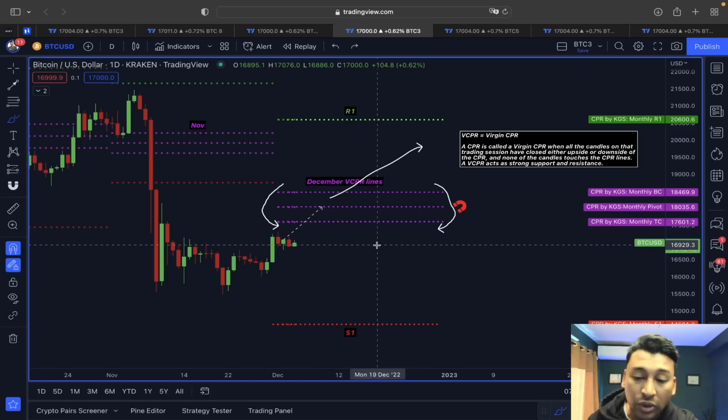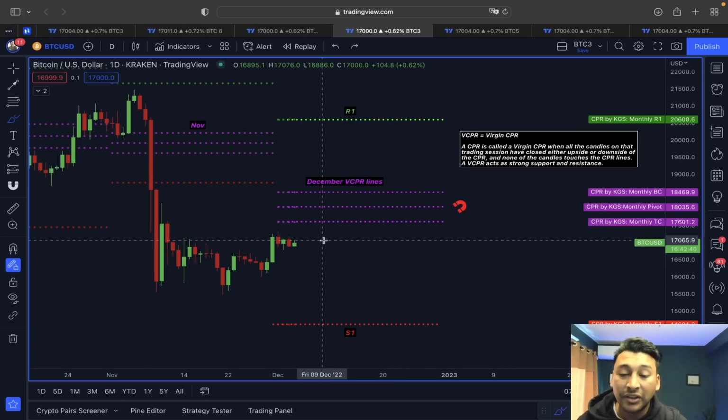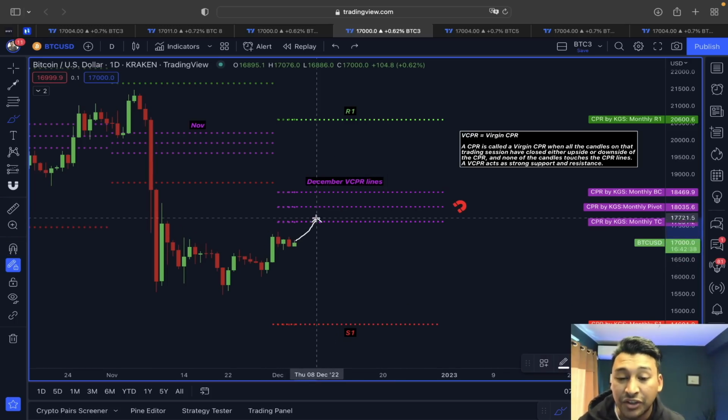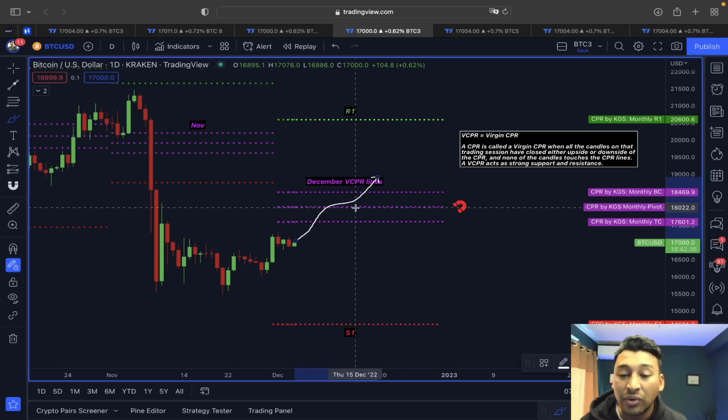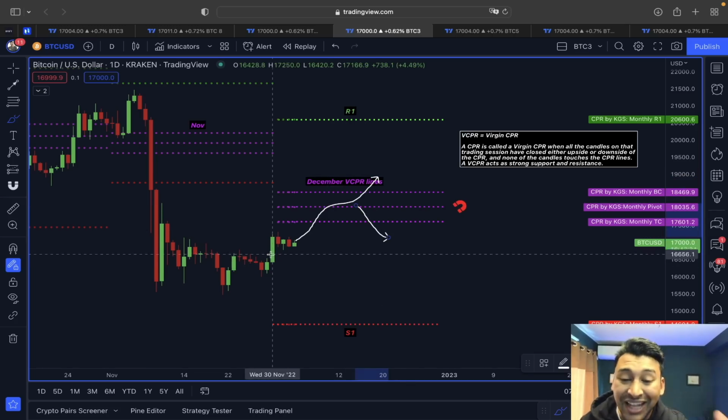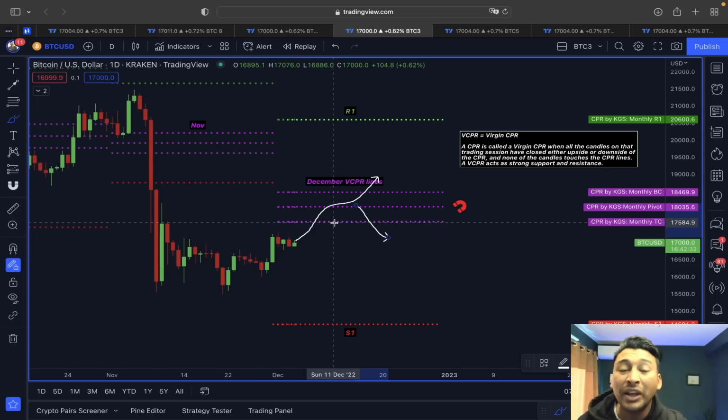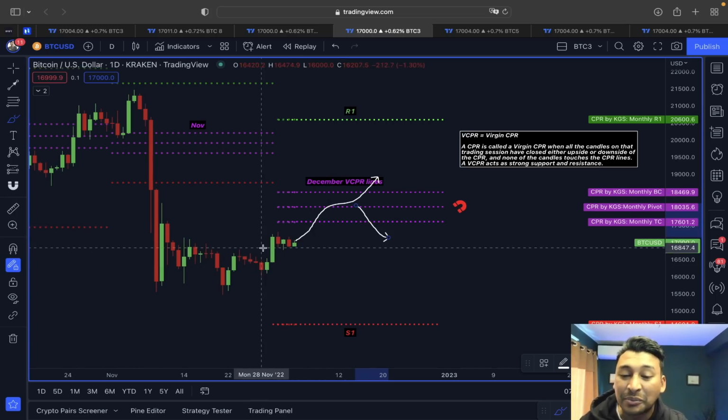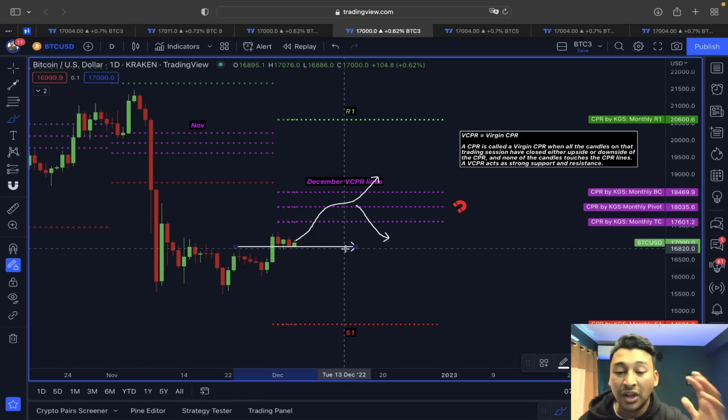So since this is also a VCPR, it is also flashing us that there is a probability of price getting attracted towards the CPR line before choosing a trend direction. So that's why we are saying the impulsive movement could be on the line as long as the price remains above this key line of support, which is around 16,800 area.